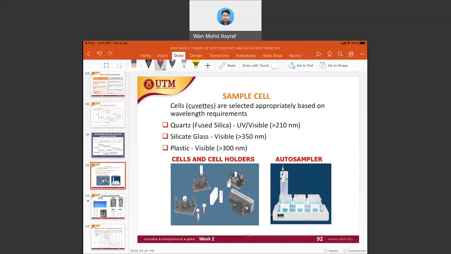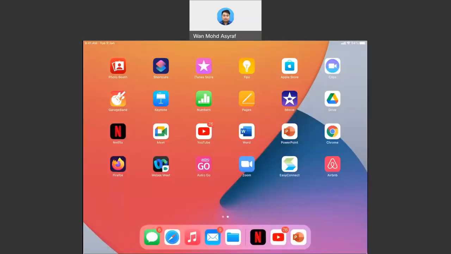cell. So basically, the sample cell, or we can call it cuvette. I have shown you before, right? So it is nothing new. It's just that you would need to know the material that the sample cell is made of and the corresponding wavelength requirements. So if you are doing something that is less than 300 nanometer, you need to pick your cuvette or your sample cell material wisely. Otherwise, some of the material might absorb, some of the material might not absorb.